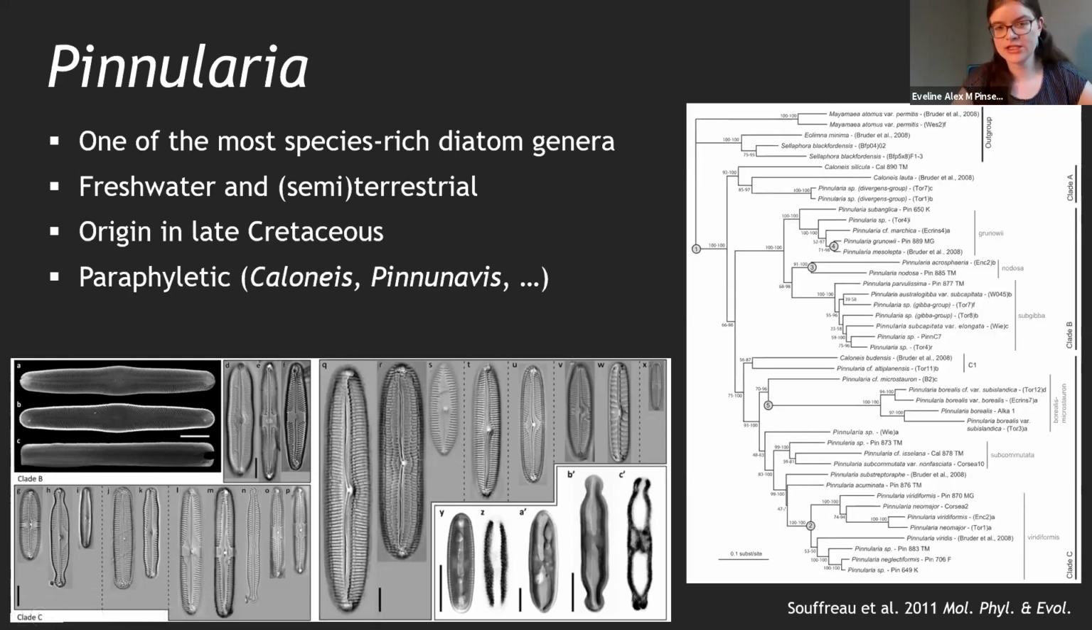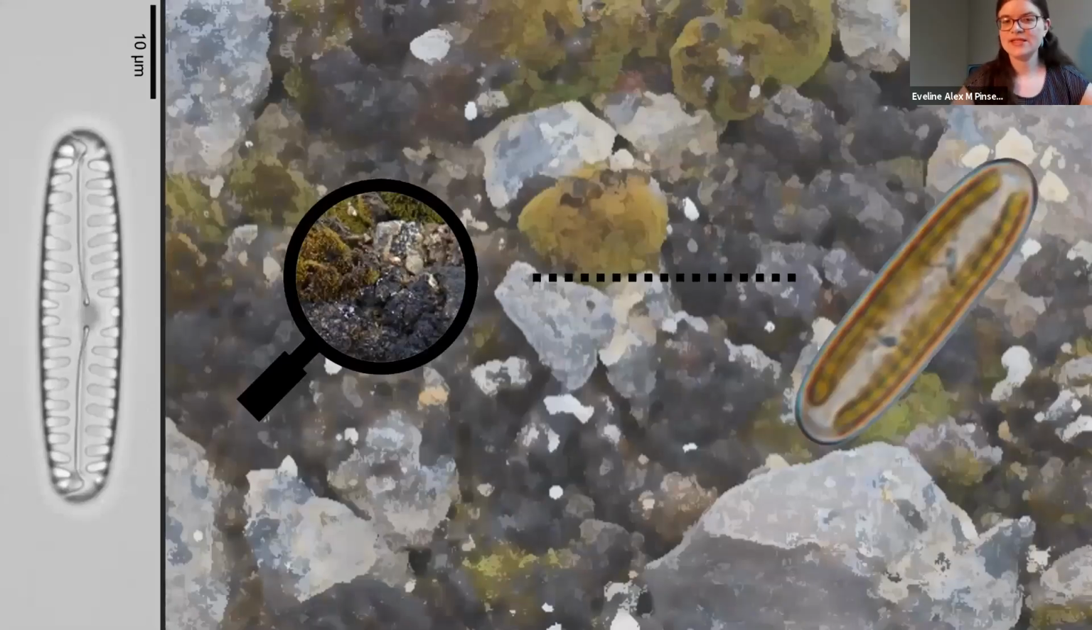Based on molecular phylogenetic data, we know that the origin of this genus lies about 60 million years ago in the late Cretaceous. And the genus, in fact, is paraphyletic because there are some other diatom genera, Caloneis and Pinnunavis, for example, which cluster in the middle of the Pinnularia clade. This indicates there is really still a lot of higher order classification work to be done in this group. But in this presentation, I'm just going to be focusing on one member of the genus, Pinnularia borealis.